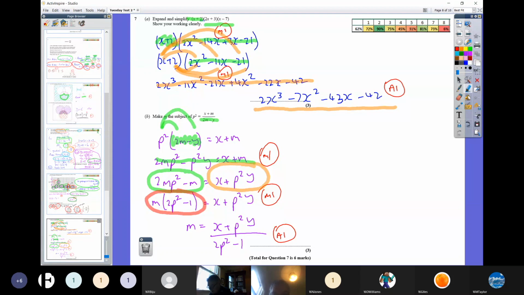Now this is just a nicety, but can you try and put your letters in alphabetical order? I don't think you'd lose a mark, but please try and write p squared y rather than yp squared. It just makes you look a bit more top set. It just makes you look a bit more professional.